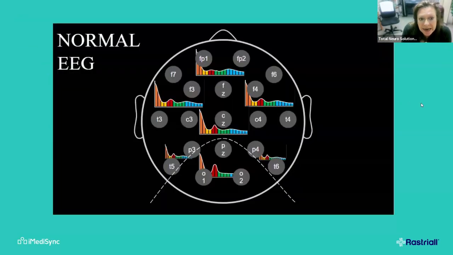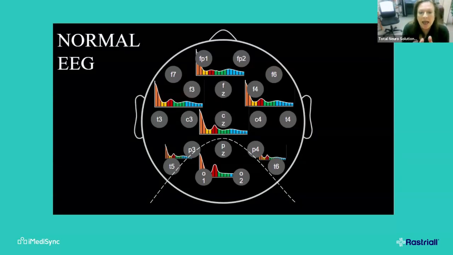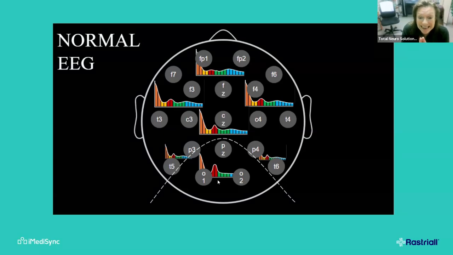So an example of a normal EEG, these would be the FFTs. In an eyes open situation, we would have alpha, which is represented here by the red, bigger in the back of the head and getting smaller as we move towards the front. We call this the anterior-posterior gradient. So slow waves are bigger in the back, especially in that triangle outlined with the dotted line, the PZ, O1, O2, and getting smaller as we move forward.